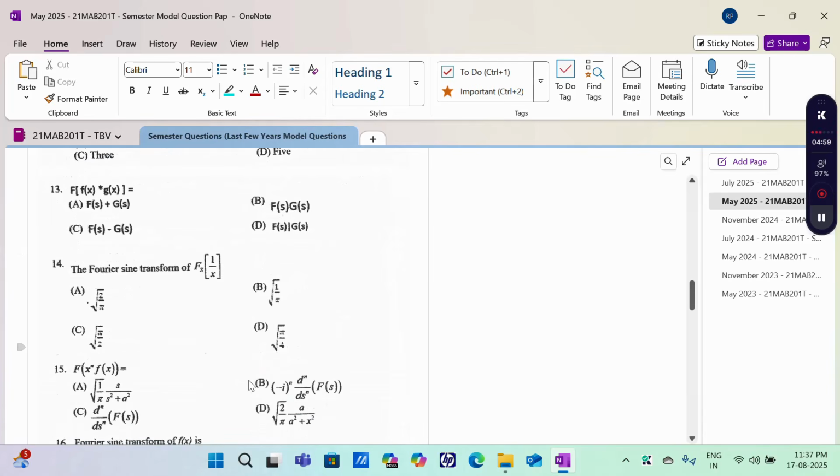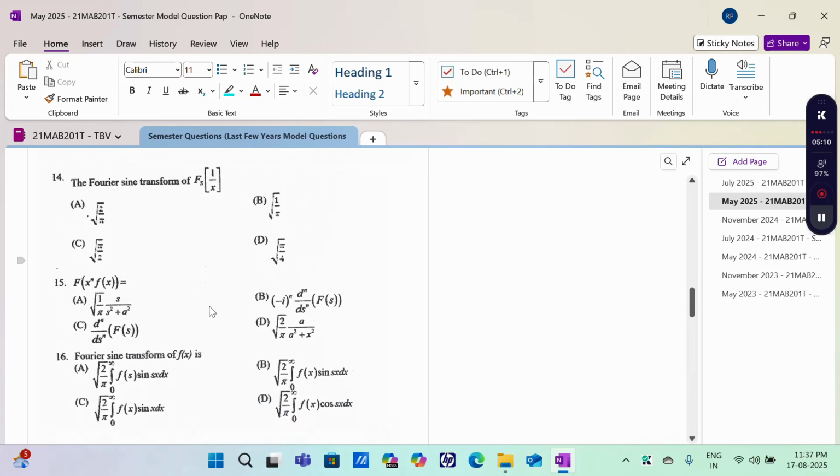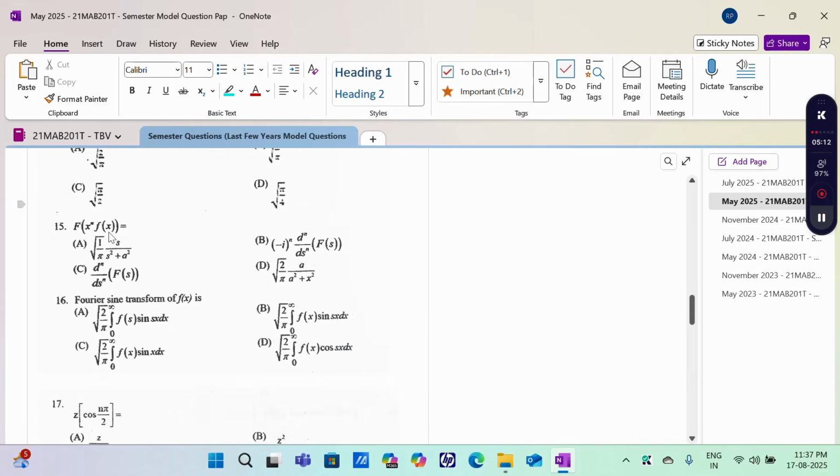Then the 13th to 16th, unit 4, Fourier transform. The 13th is the properties of the Fourier transform, and this is the sine transform, to calculate the sine transform of 1 by x, and this is also x power n f of x, the Fourier sine transform.